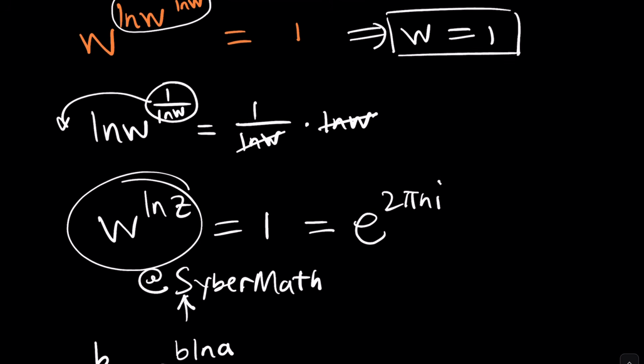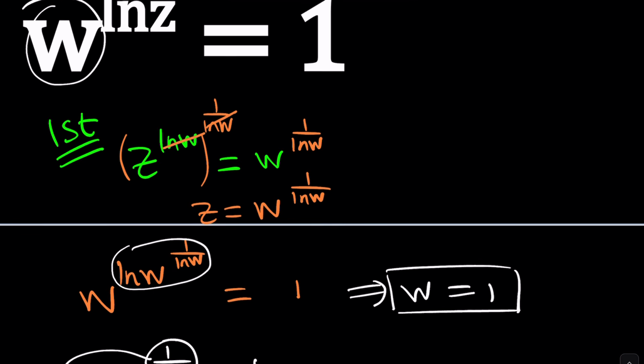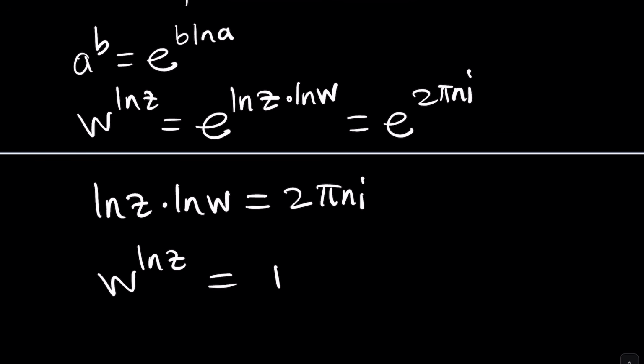Wait a minute. Didn't we just work with that? Yup. I mean the other one. z to the ln w equals w. That's what I meant. z to the ln w equals w.